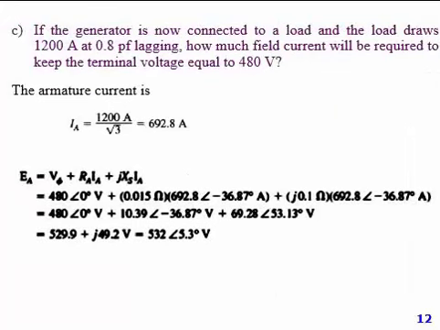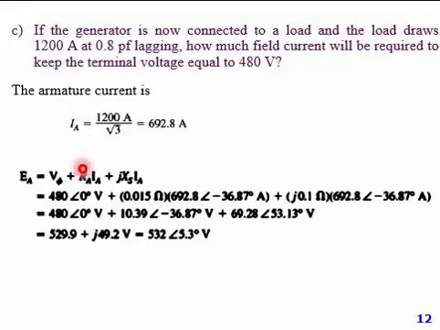So in the third part, if the generator is now connected to a load and the load draws 1200 ampere at 0.8 pf lagging, how much field current will be required to keep the terminal voltage equal to 480 volts? The armature current is 692.8 ampere.